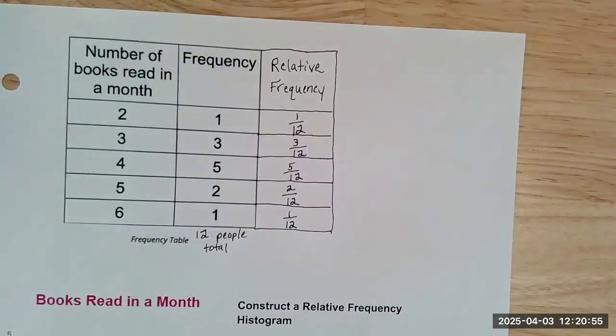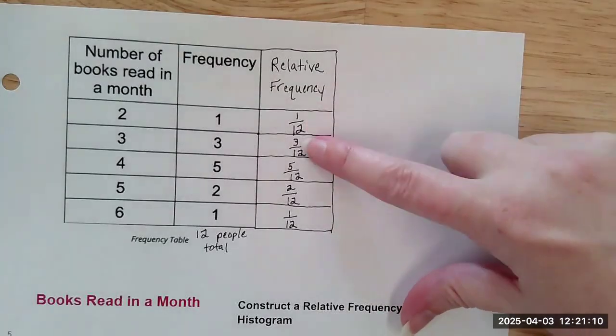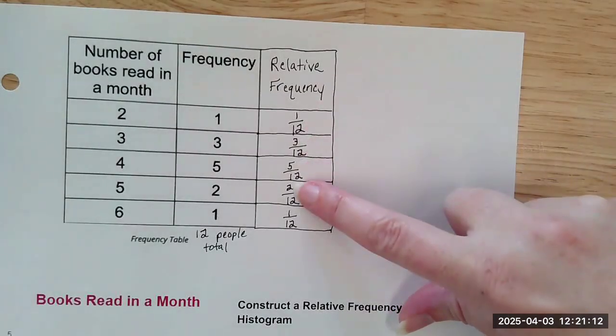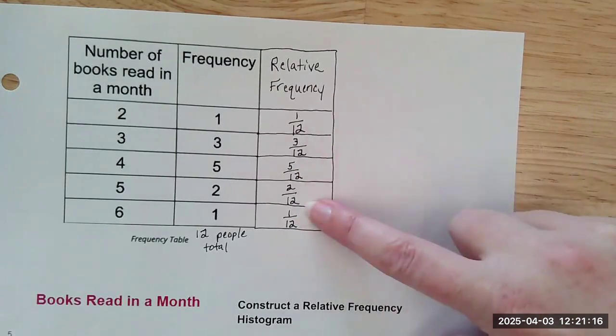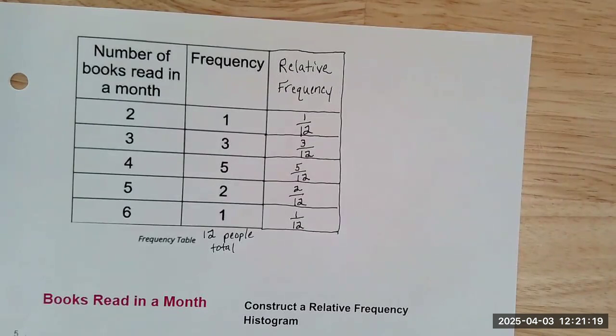So when you're doing relative frequencies, you just have to figure out how many people or how many things you asked total. And that's going to become your denominator. And then all of these things are just your numerators. If you were to add them all up, these fractions have to add up to 1. So if I add 1 plus 3 plus 5 plus 2 plus 1, I get 12. And 12 over 12 will give you back 1. So if you've done it correctly, it should always add back up to 1.